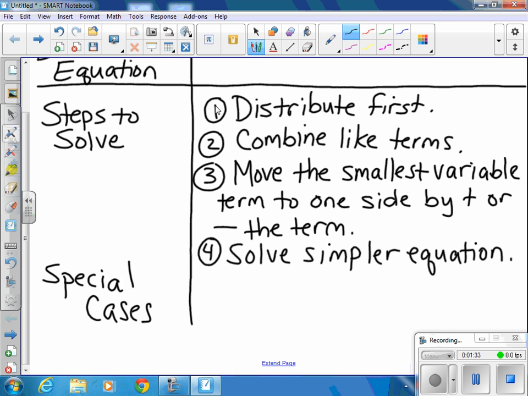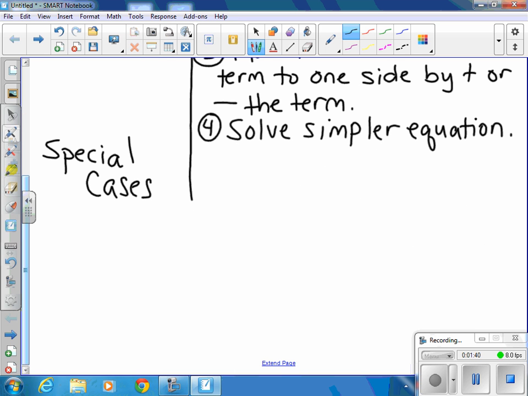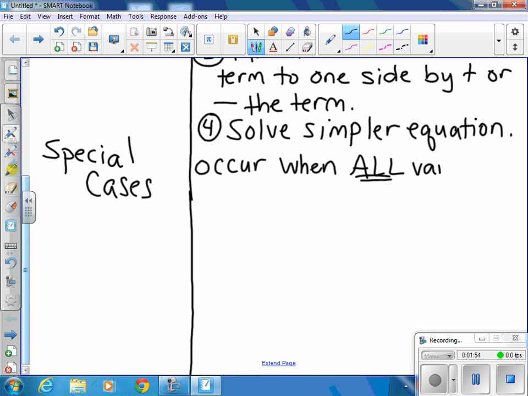Okay. Now with this type of equation and variables on both sides, there are some special cases that are going to pop up. And these special cases don't happen all the time, but there's a couple of times where you'll see it happen and you need to know what it is called. All right, these special cases occur when all variables cancel out. In other words, you have no letters left in your problem.